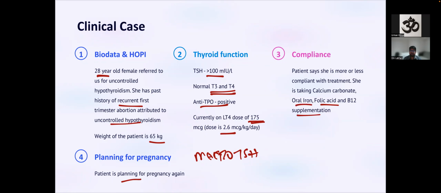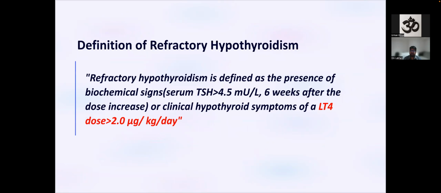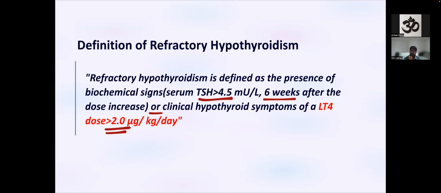Okay, so is this what you call a refractory hypothyroidism? We'll see. So what is the definition of refractory hypothyroidism? Refractory hypothyroidism is defined as a situation where TSH is more than 4.5 six weeks after any dose increase, where levothyroxine dose requirement is more than 2 microgram per kg per day. So any patient requiring levothyroxine more than 2 microgram per kg per day is considered to have refractory hypothyroidism.